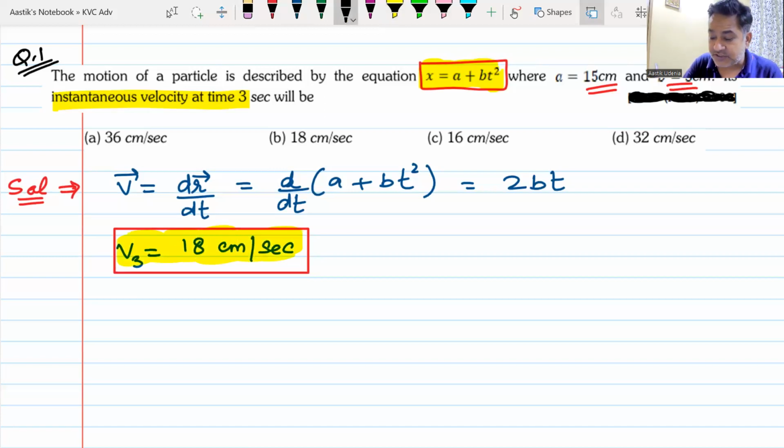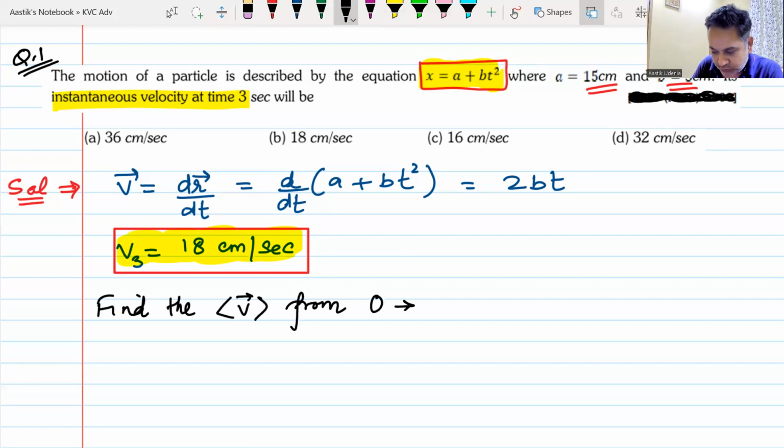I will add one more question here. Find the average velocity from 0 to 3 seconds, so that you understand the difference between the two quantities, and you also understand how you can find out the average velocity. It was not a part of this question. I have made it for you so that you understand the difference between average and instantaneous value. I'll give you 2 minutes to do this.